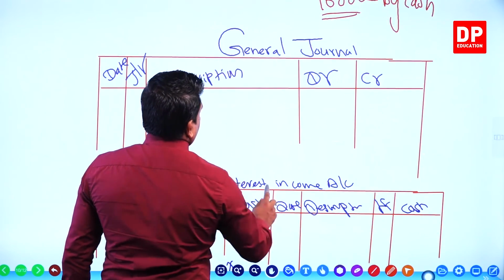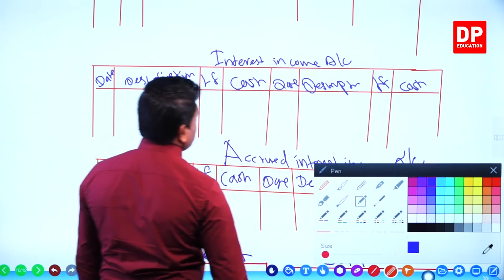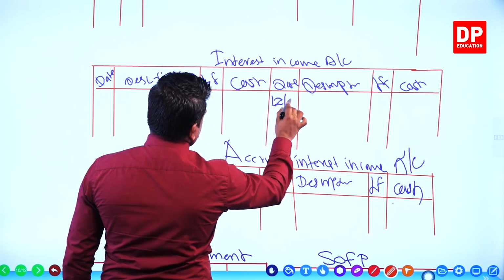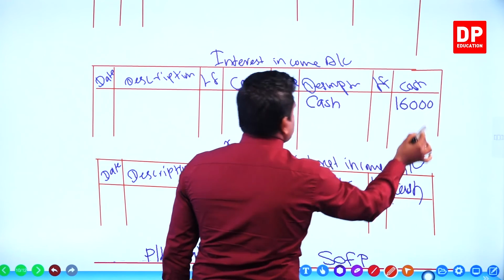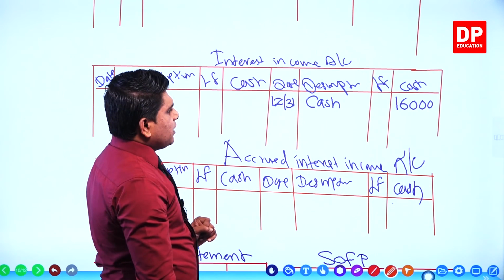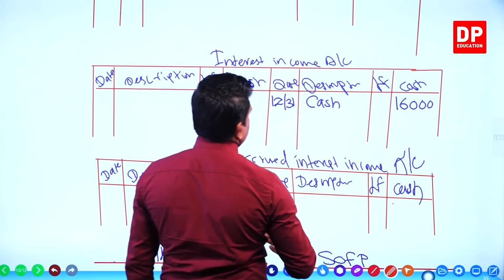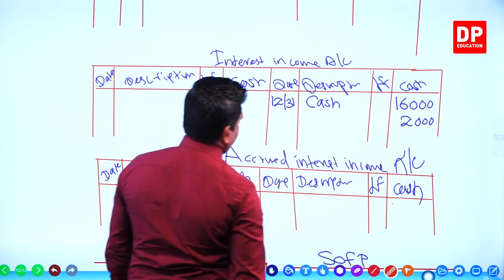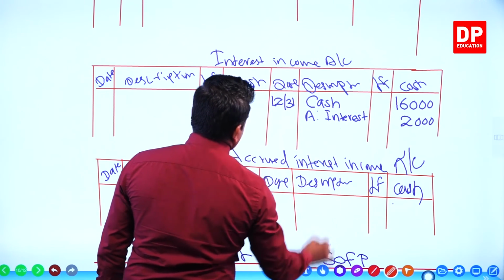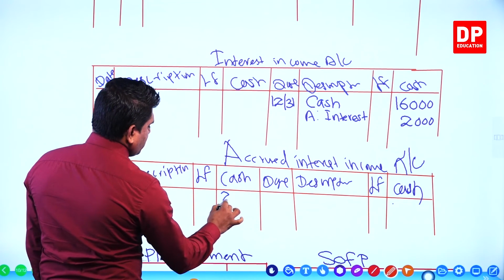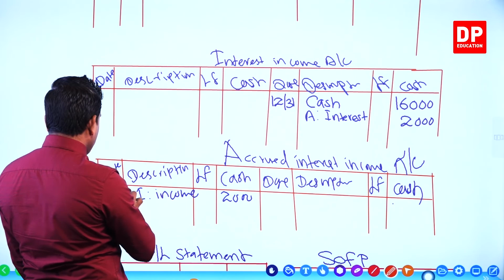Now when you receive cash, cash account debit, interest income account credit, how much? 16,000. Cash account debit, this is credit. Now okay, we have to receive 2,000 more, then it is the amount to be recorded here. Same date, 2,000 we put here, right? We write accrued interest. Accrued interest account debit 2,000. Here interest income, the date you put 12/31.